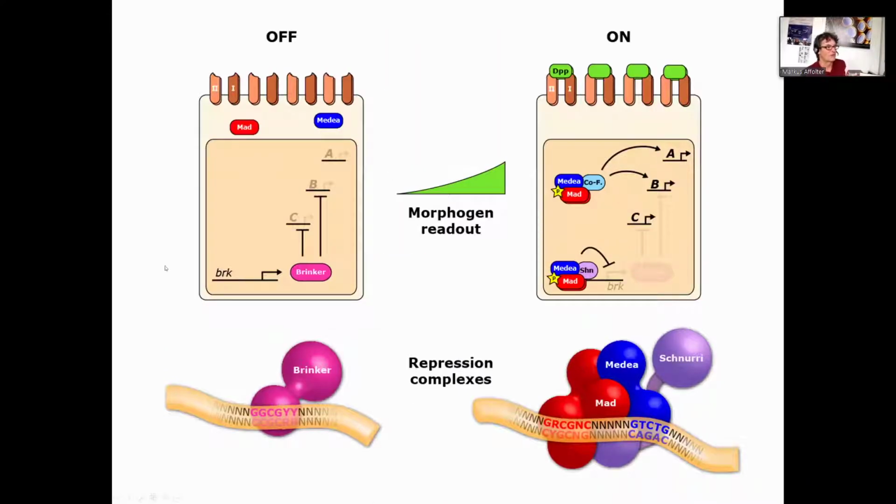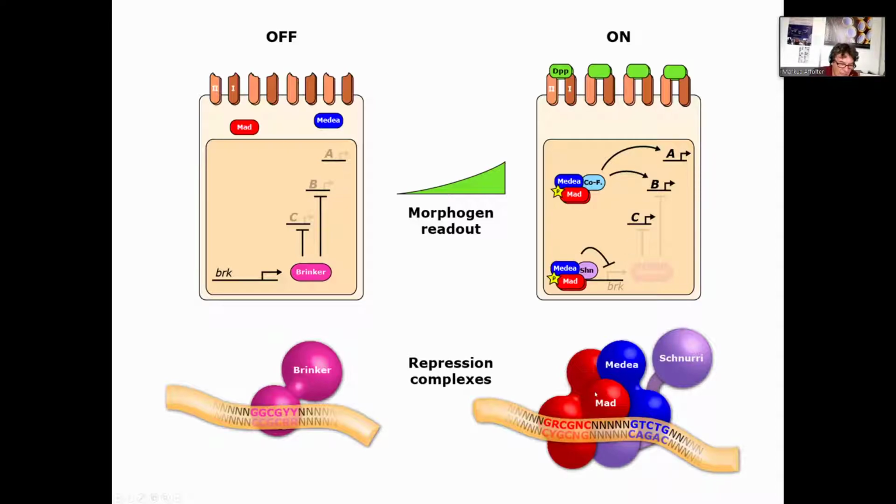here we have the logic again of the pathway. When it's off, Brinker is everywhere. Brinker binds to GC-rich sites. These are the SMAD binding sites. And it represses transcription. In the on state, there is no Brinker, and MAD Medea can bind to these sites here. And then you activate these genes.